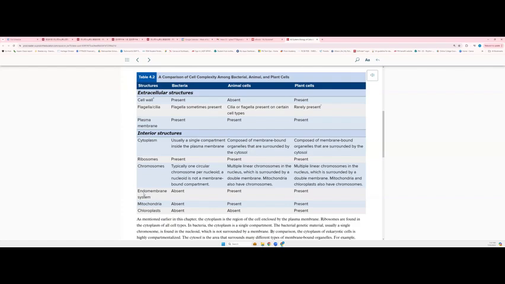And then bacteria, that's very simple. They don't have endomembrane systems, right? Within the cytosol, they only have one single cellular chromosome. They don't have any other organelles or endomembrane systems. But endomembrane systems are present in both animal cells and plant cells. Mitochondria exist in both animal cells and plant cells, but bacteria don't have mitochondria or chloroplasts. Only plant cells have chloroplasts, and animals don't have chloroplasts because animals don't have to do photosynthesis.